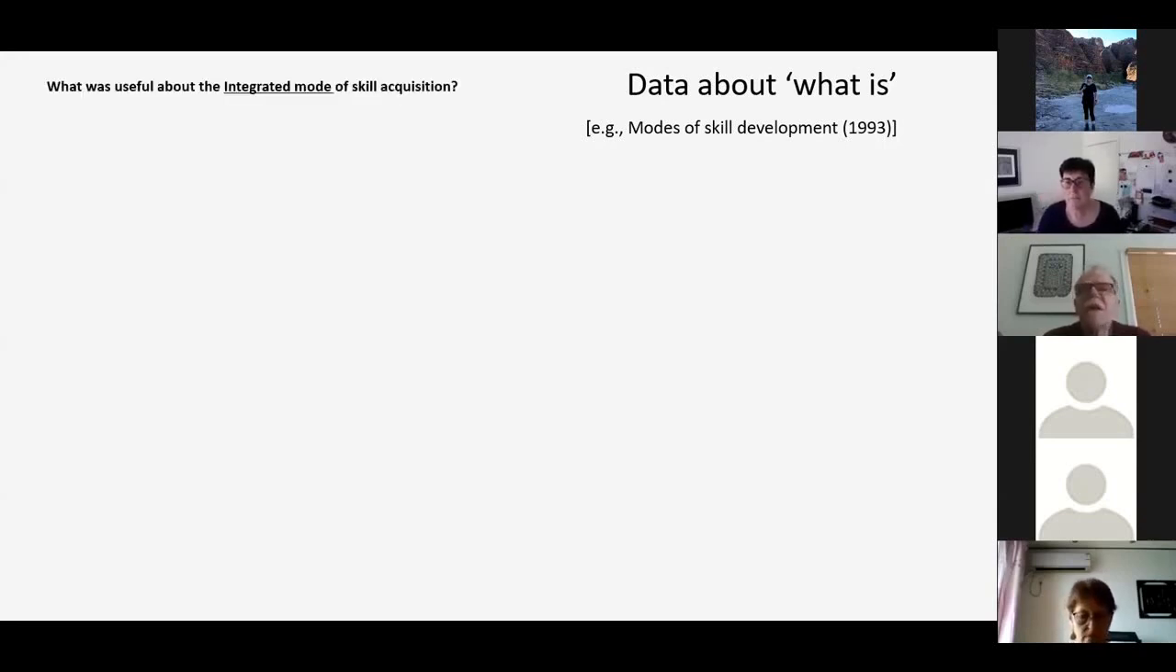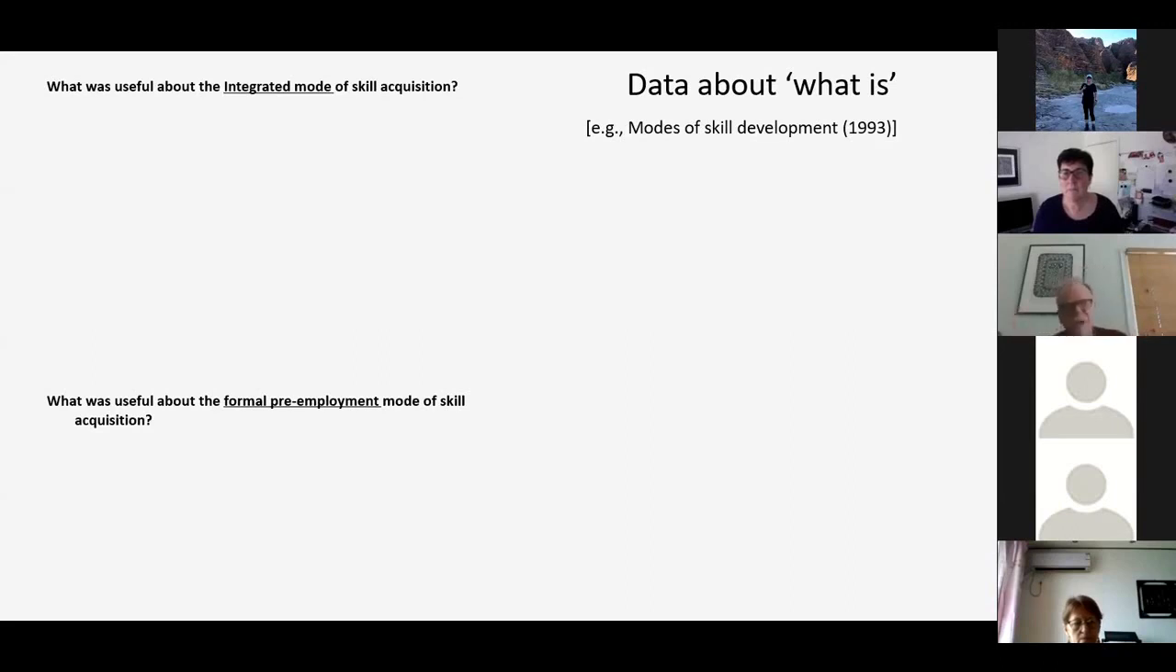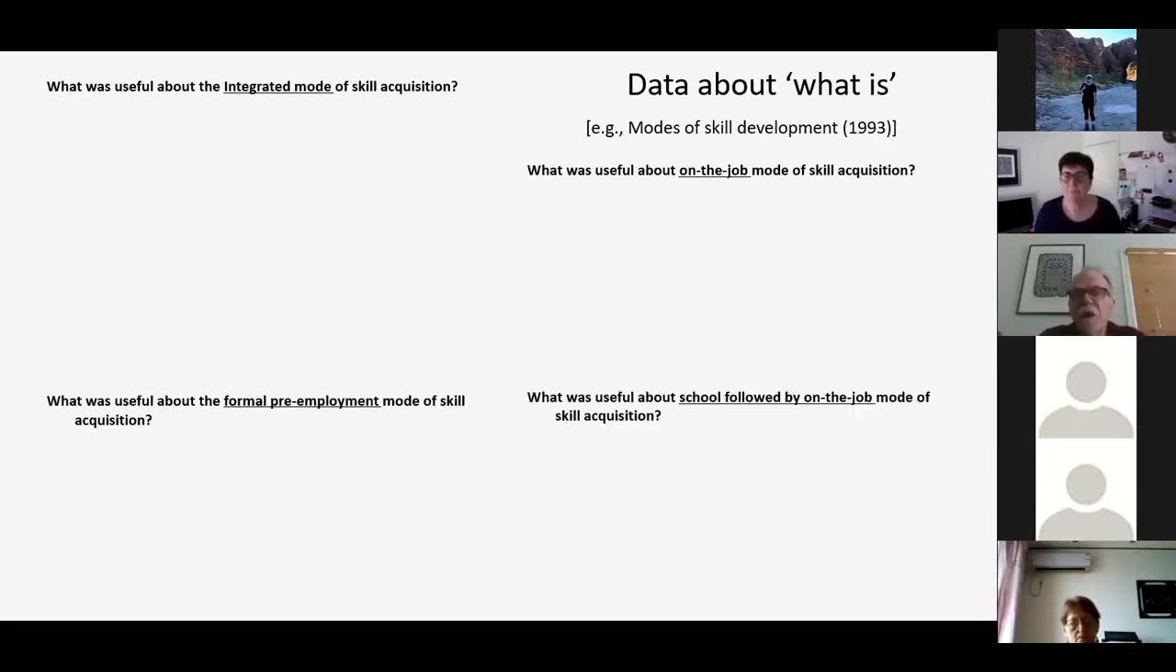And so you'll see here, there are 4 kinds. There is what is referred to as the integrated model, which is like the apprenticeship or the traineeship, where the learner spends some time in the workplace, but also time in the vocational education institution. There is the formal pre-employment mode, where you go to vocational college first up, or university first up, and then you go into the workplace. And then there is the on-the-job mode of learning, where you learn solely on the job, and also people going straight from school to the on-the-job mode of skill acquisition.